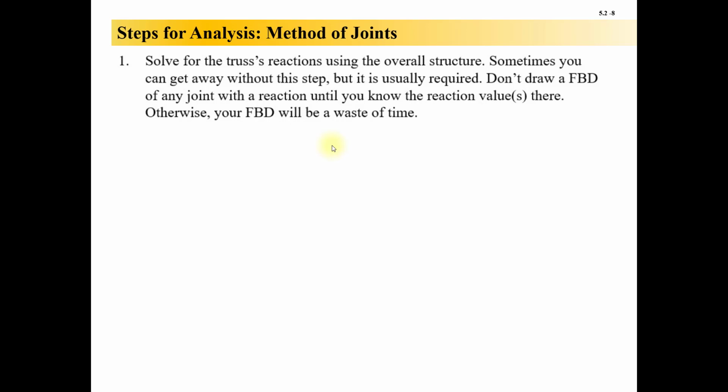You've got to do it on the overall structure because as soon as you start cutting free body diagrams, you're releasing those, you're making those internal forces unknowns, and that's just going to make more unknowns for you. So you want to solve for the reactions on the overall structure before you get started cutting free bodies. Okay, so if you're going to draw a free body diagram of a joint and there's a reaction vector there, you need to know that reaction vector at that joint before you draw that free body diagram of that joint.